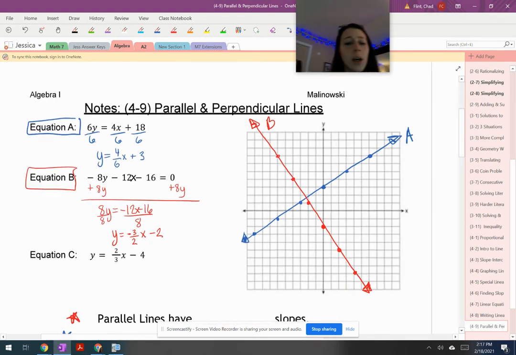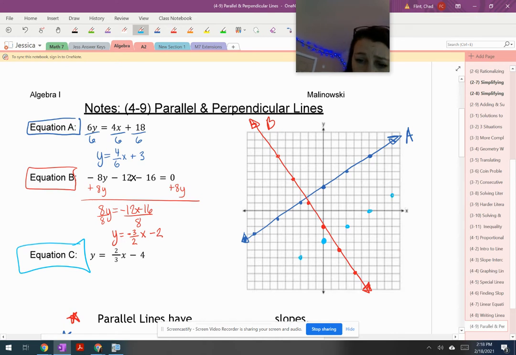Okay. Last but not least, we'll do equation C, and we'll do that one in light blue. So that one nicely is already in slope-intercept form for us. So I'm starting off at my y-intercept of negative 4 and going up 2 over 3, repeating.